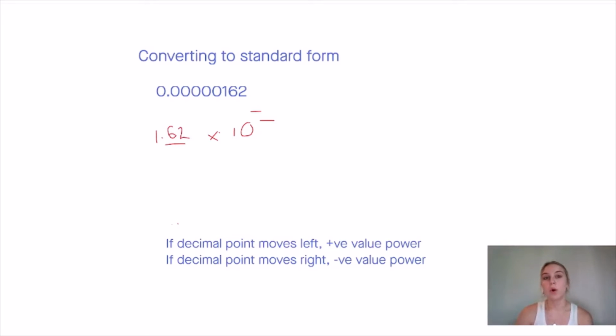Now to work out what the power actually is, we need to look at how far the decimal point moves to get to that point. So we can measure it, 1, 2, 3, 4, 5, 6. So we know that the power must be 6, and we already established it's negative because of the small number.